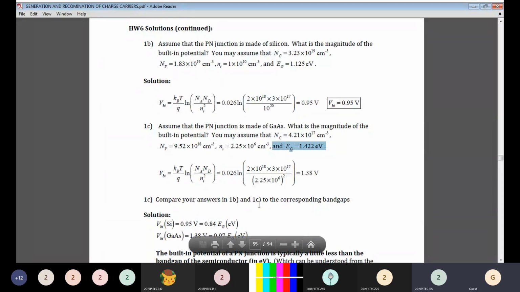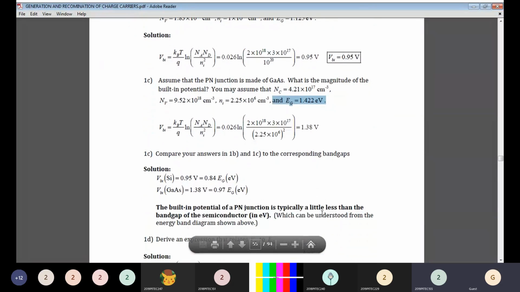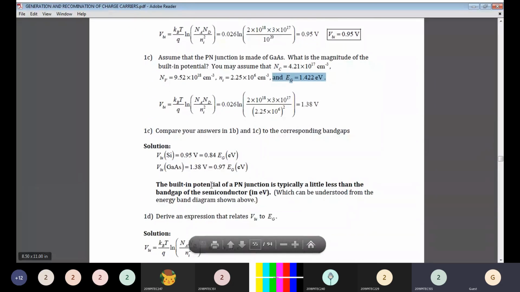Compare your answers in 1B and 1C to the corresponding band gaps. So now the solution is: for silicon, VBI equal to 0.95 volt, which is 0.8 Eg in electron volt. For gallium arsenide, VBI equal to 1.38 volt, which is 0.797 Eg in electron volt. So the built-in potential of a PN junction is typically a little lesser than the band gap of the semiconductor in electron volt.